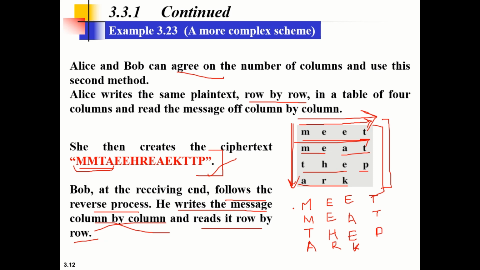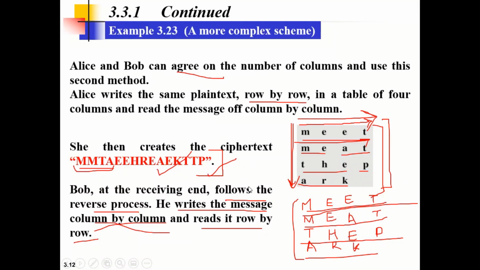Now Bob has created this matrix column by column using this cipher text, right? And he will now read it row by row. So the message will be meet me at the park, right? So this will be the decrypted form of the message. Okay, so that was keyless transposition. In the next class, we'll be discussing keyed transposition in which we'll be making use of a key.